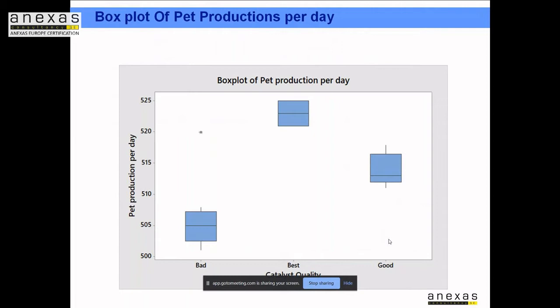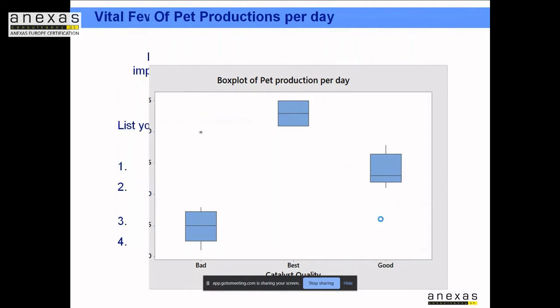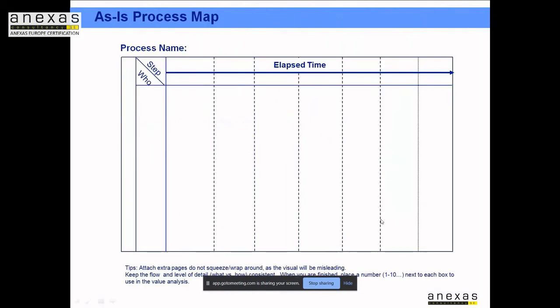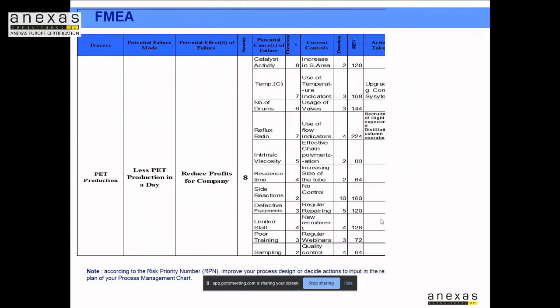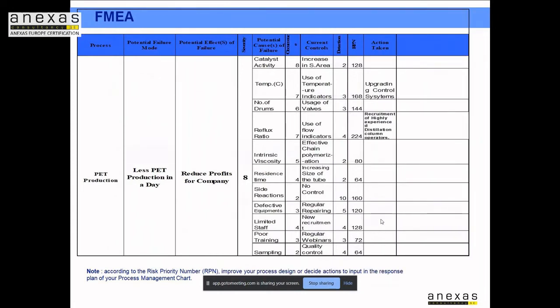The box plot indicates that the catalyst really matters. Quality of the catalyst really matters. And when the quality is best, the product is higher. Yeah, that's what it means. Very good. Now go to the next one. This is important. So what is this one?